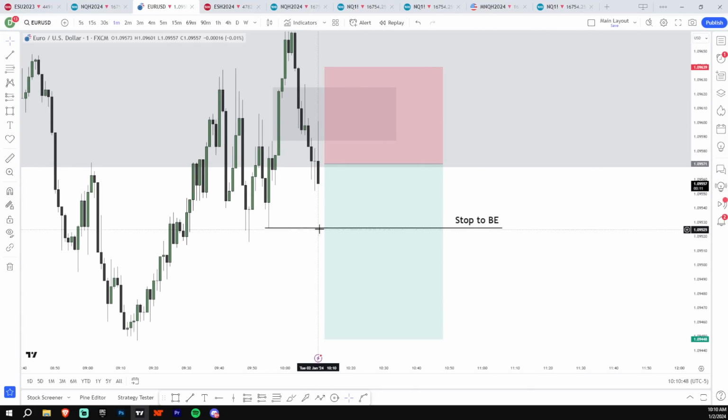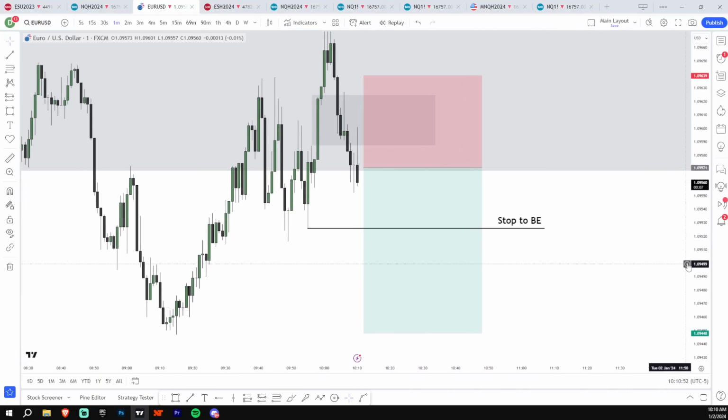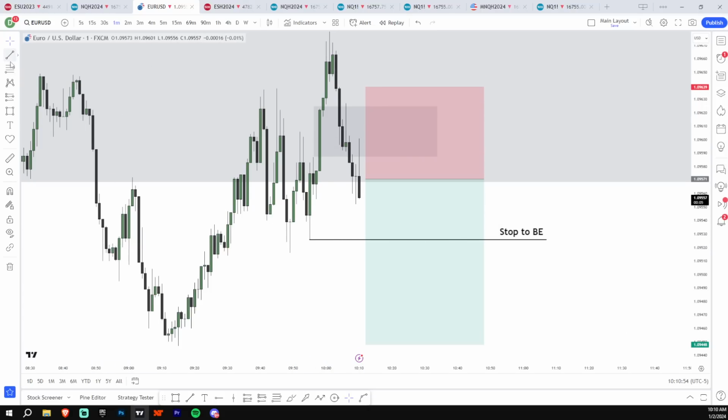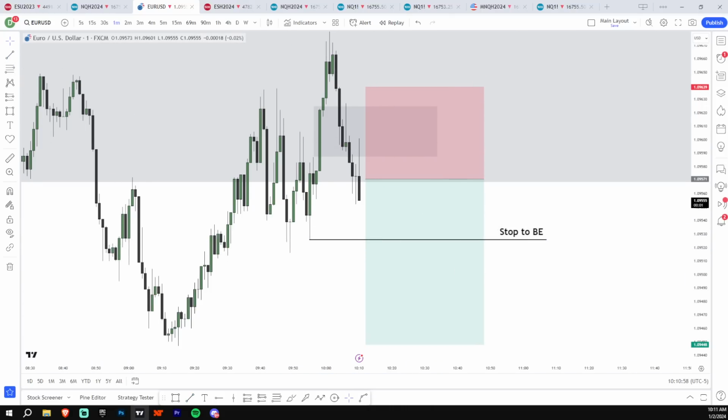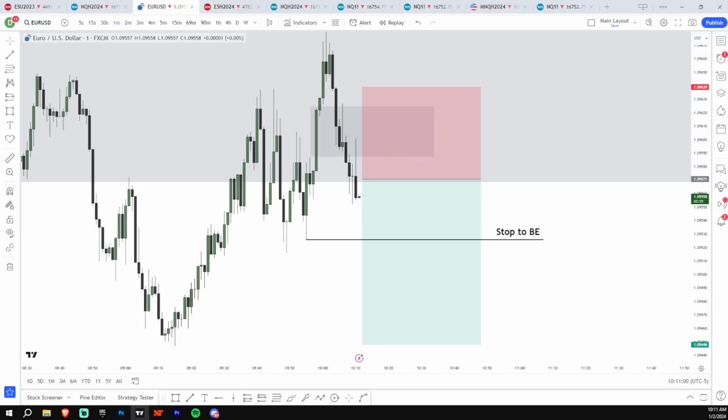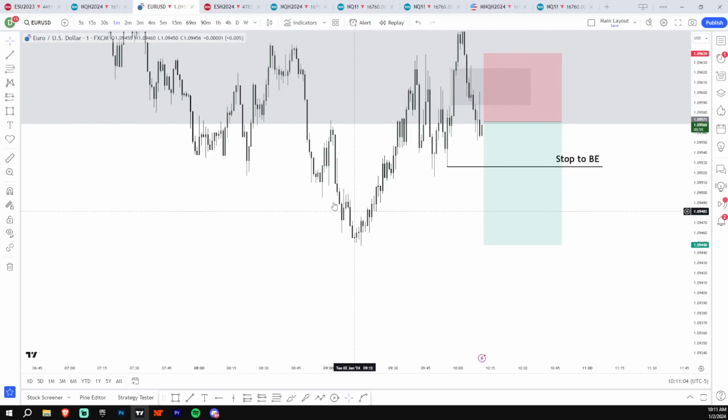Again, you have to move your stop to break even here, especially when not in a kill zone. If we're outside a kill zone, I wouldn't even wait for here. I would just automatically stop to break even here. The target would be the low, this low right here.